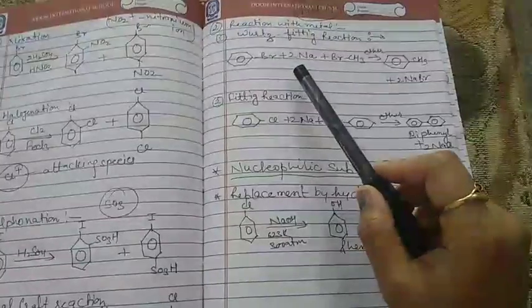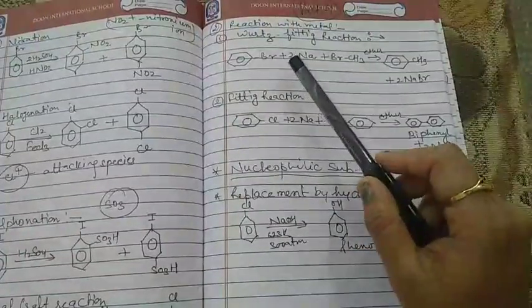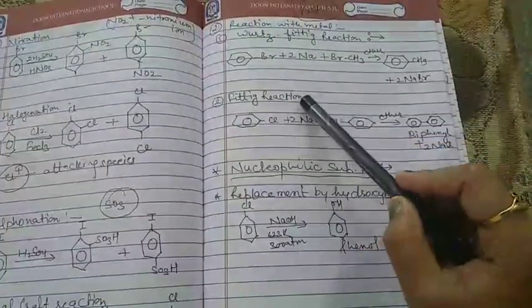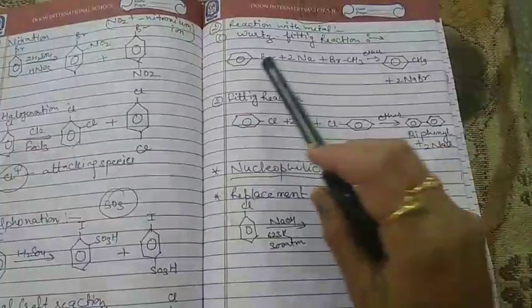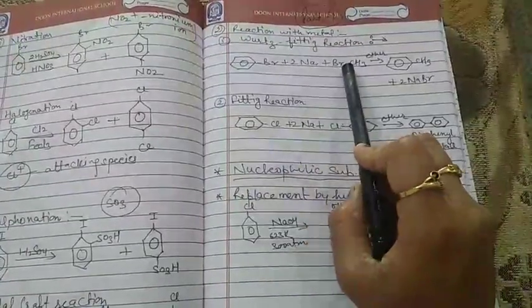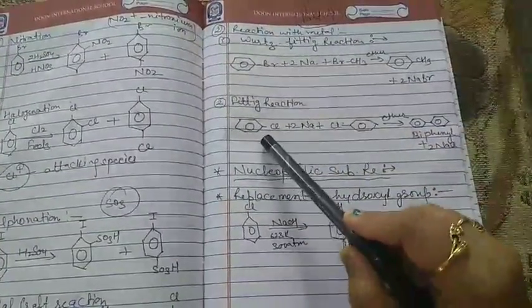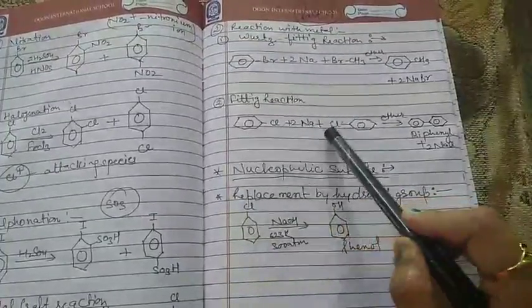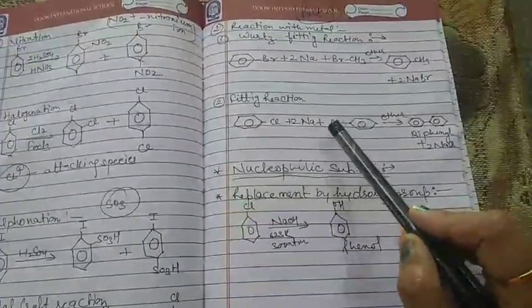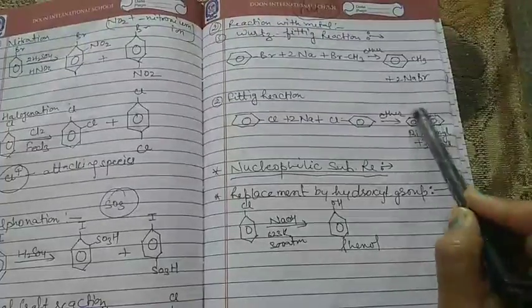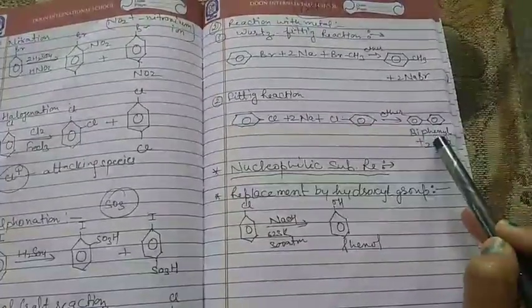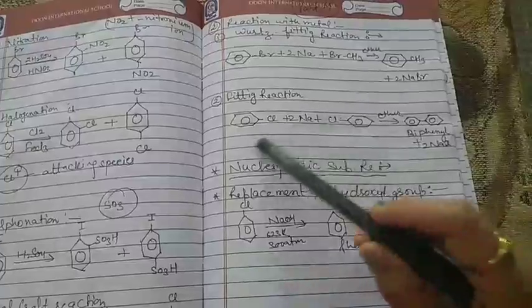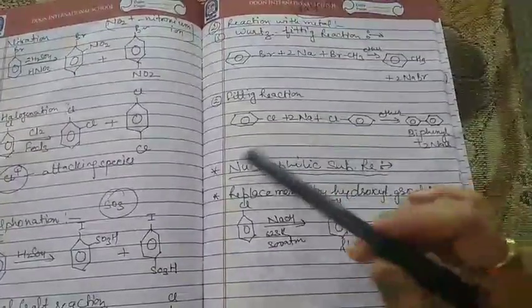Now the second is the Fittig reaction. The only difference between the Wurtz-Fittig reaction and the Fittig reaction is that here one is the haloarene and the second one is the haloalkane. Now here both are haloarenes. In case only haloarene takes part in the reaction, the product is biphenyl, which is also known as diphenyl, and the reaction is known as the Fittig reaction.